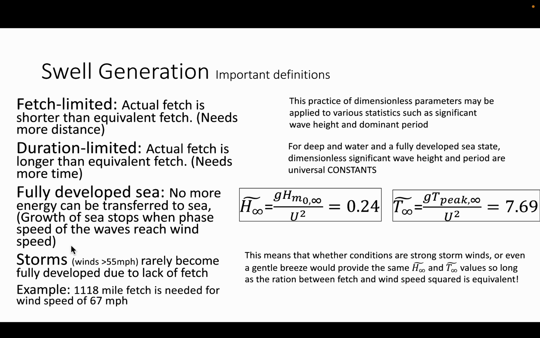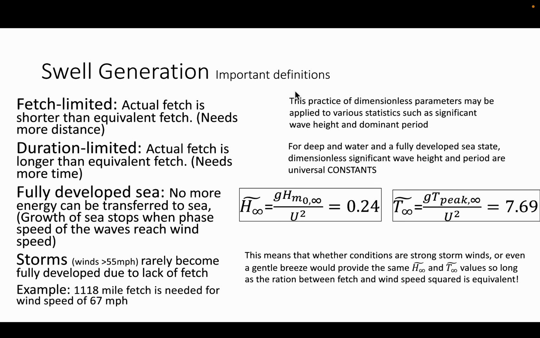Quick little example, storms are winds above 55 miles an hour. They rarely become fully developed due to a lack of fetch. So you would need a 1,118 mile fetch for a wind speed of 67 miles an hour. That's a really big distance and kind of unrealistic.